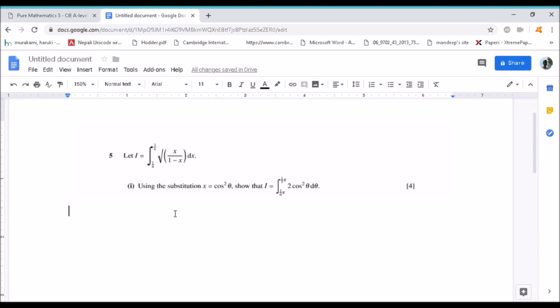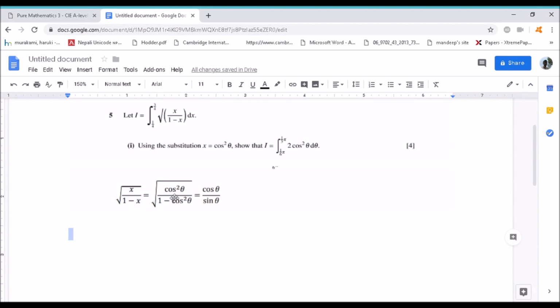Question number 5. Let I equal the integral from 1/4 to 3/4 of the square root of x divided by 1 minus x, dx. Using the substitution x equals cos squared theta, so that I equals the integral from pi/6 to pi/3 of 2 cos squared theta d theta. So now you have to use the substitution to find that. First we will do this.